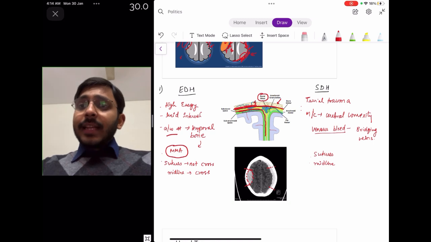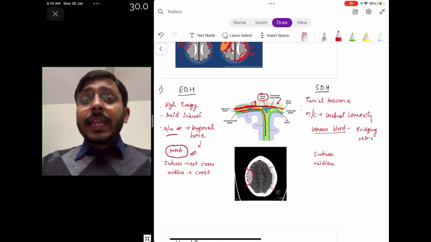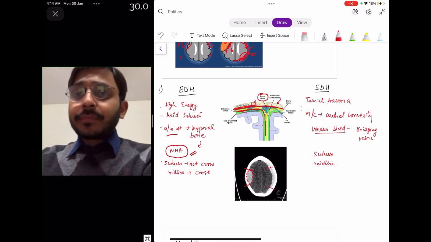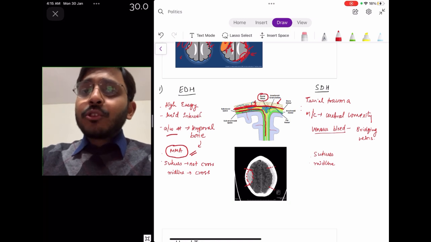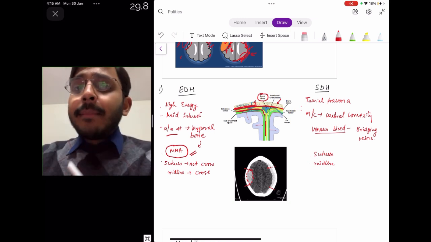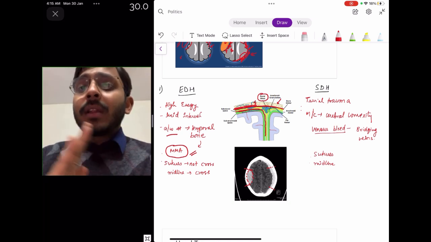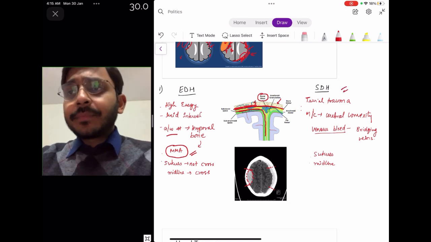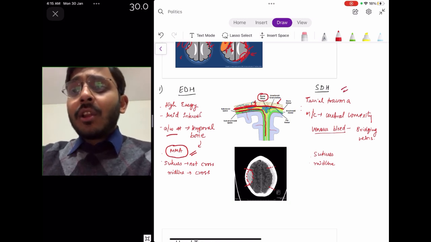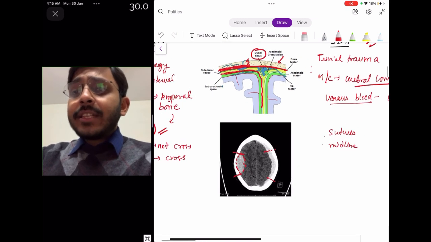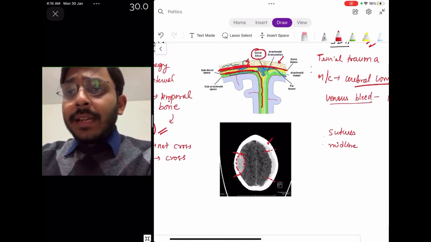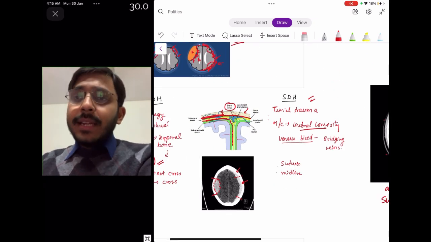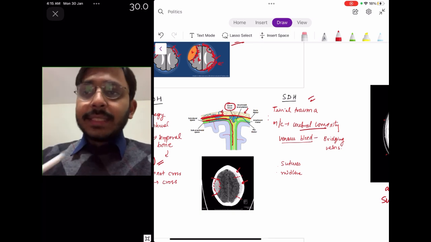Important point to remember is that EDH are arterial bleeds, and the most commonly involved artery here is the middle meningeal artery. And as we learned earlier, the most common location was the temporal bone, and the MMA runs along the temporal bone. So the most common artery to get injured is middle meningeal artery. As compared to SDH, the most common location is along the cerebral convexities. Here in the image you can see that there is this acute bleed along the cerebral convexities, and the bleed in SDH is a venous bleed due to injury of bridging veins.